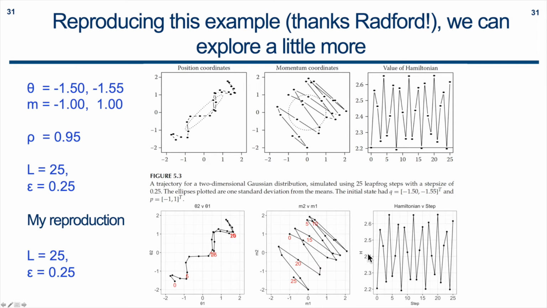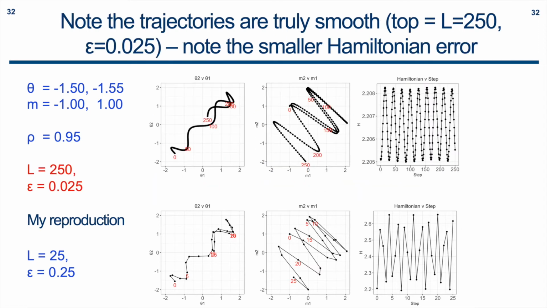And we have the value of the Hamiltonian against the step size in the third graph. And we're going to look a little bit more at this model and its behavior. One thing to note here is that the trajectories are truly smooth. So in the bottom panel here we have 25 steps with an epsilon of 0.25.